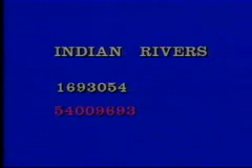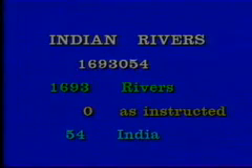Two alternatives are provided for the construction of numbers from Table 2. Let's take an example. If we have a book on Indian rivers, how will we classify it? There will be two numbers. One is 1693054, another will be 54009693. On page 27, you will find the instructions on how to find these numbers.